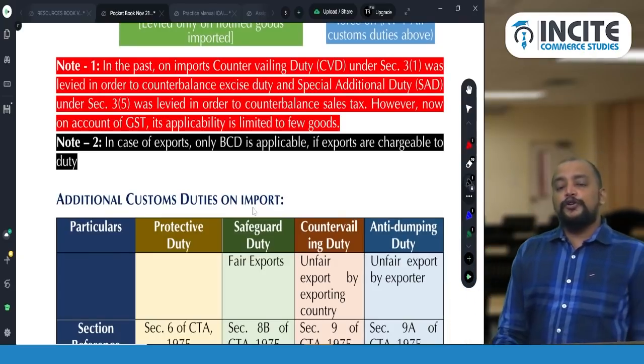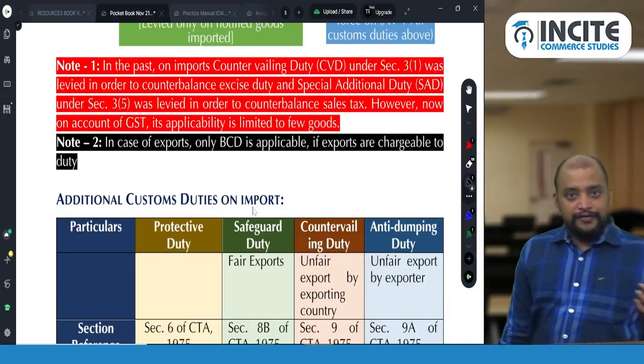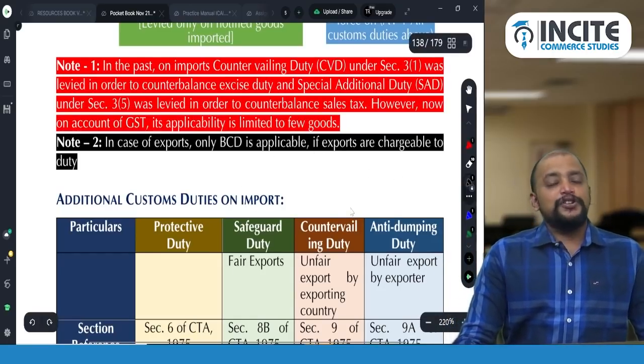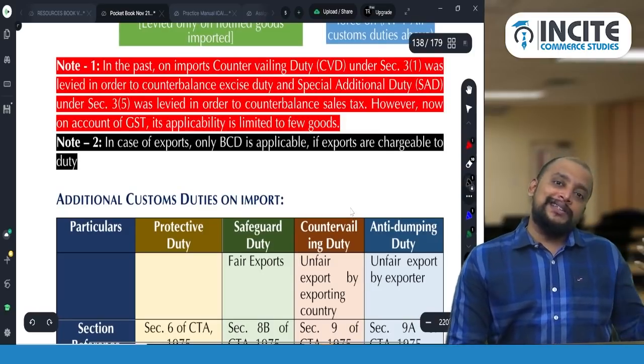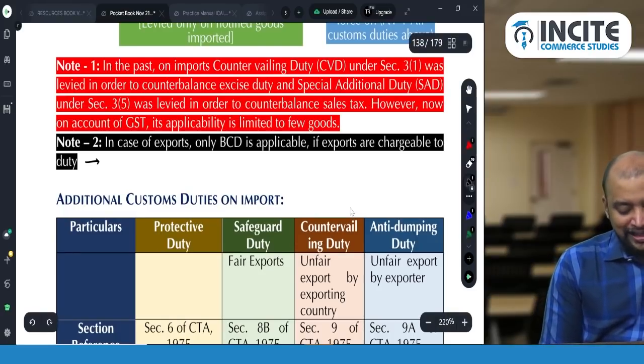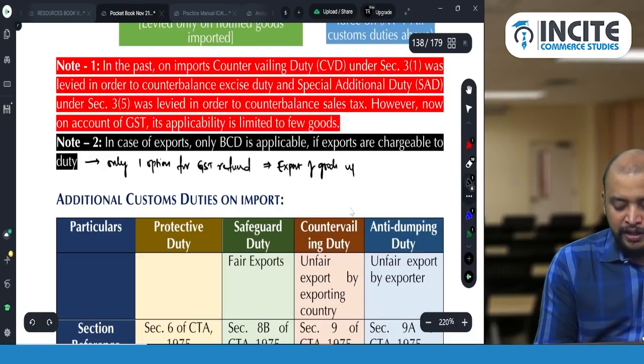Don't go for the other option. What is the other option? Export without payment of IGST under bond or LUT. Because if you go for that option, you will not get the refund of unutilized ITC, since it is specifically given in the rules. Therefore, if exports are chargeable to duty, we also require to pay IGST. So we need to go for which option? Only one option is available for GST refund: export of goods upon payment of IGST.